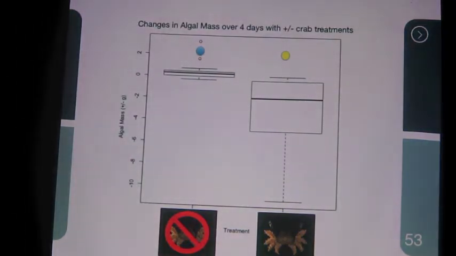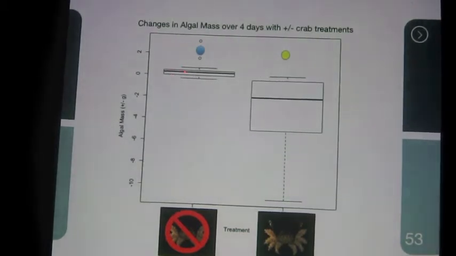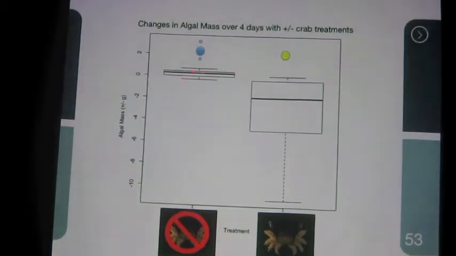Okay, another graph. Without crabs, with crabs. Without crabs, and you were looking at reductions. Without crabs, we saw no real reduction in the amount of algae present. In fact, we saw a gain in algae. So the algae was actually growing onto the corals. So without crabs present, the algae will grow onto the corals.